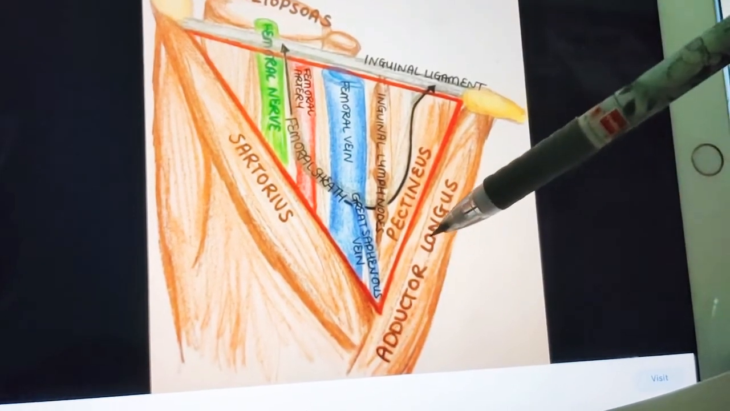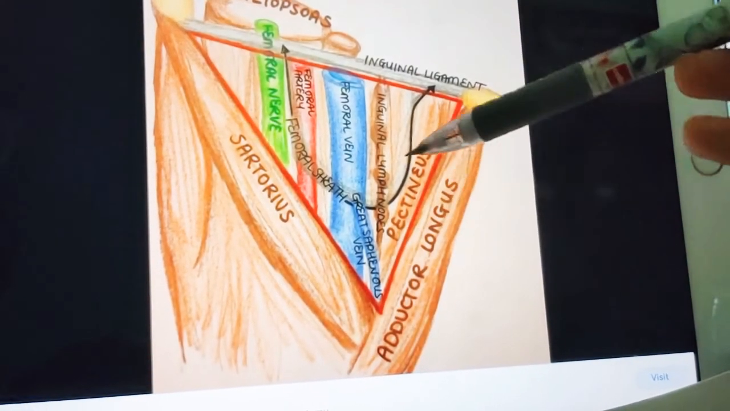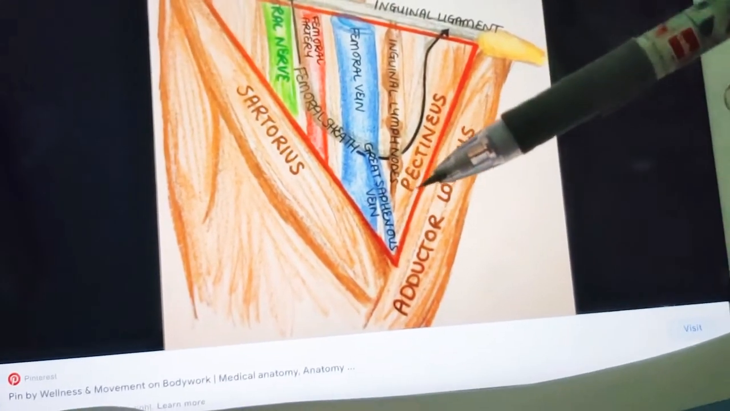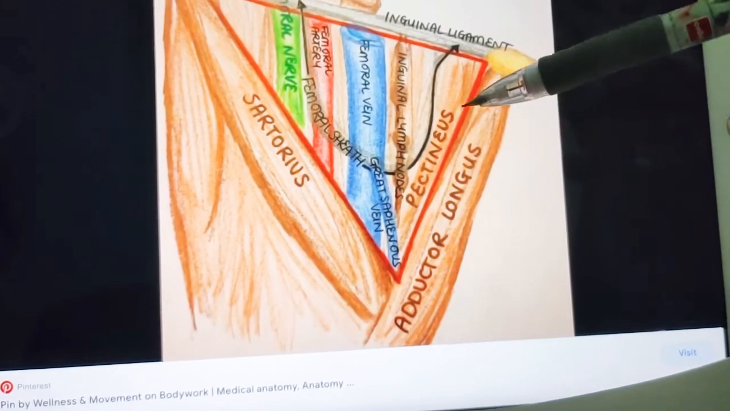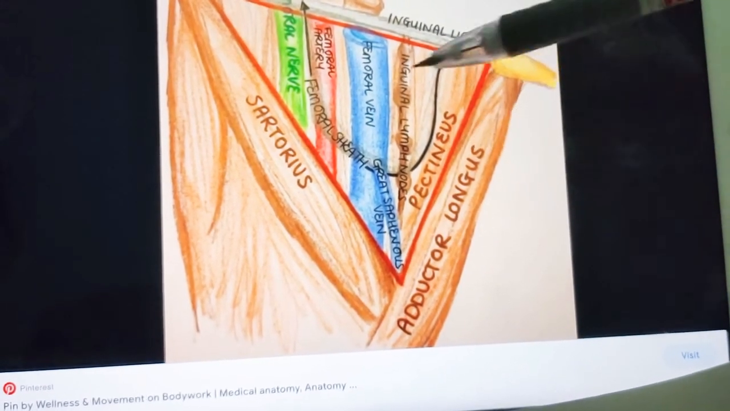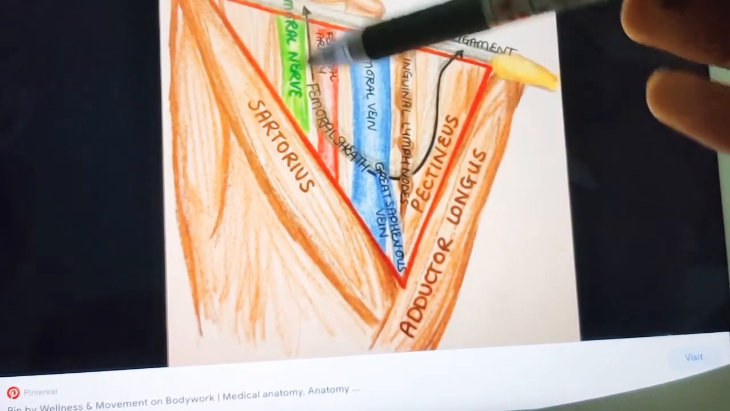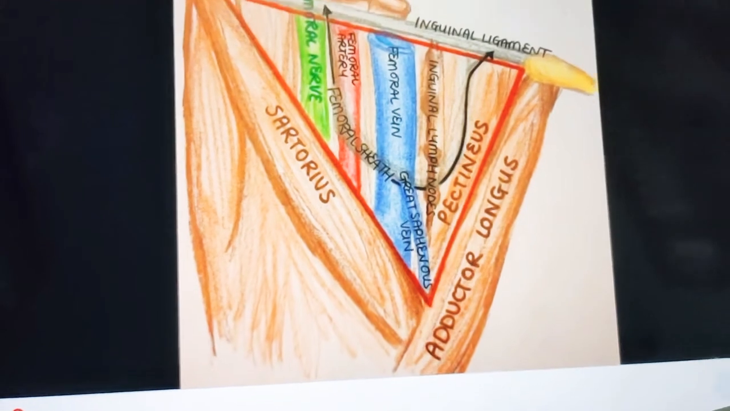So adductor longus is playing a role in two things: it is in the boundary of the femoral triangle, and also in the floor of the femoral triangle you will find the adductor longus, right? Next, coming to the pectineus muscle, it is also in the floor, present medially, and laterally you have of course the iliacus and psoas major muscle. So these are the different boundaries of the femoral triangle.